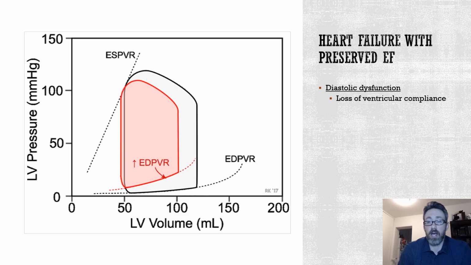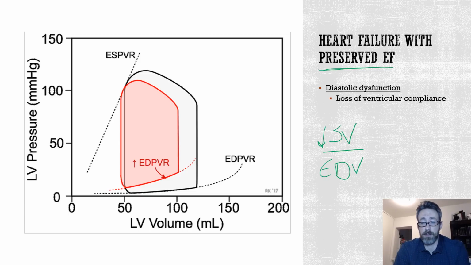Now this is heart failure with a preserved EF. So the ejection fraction hasn't changed. However, let me write this formula in: stroke volume divided by the end diastolic volume. This stroke volume does go down. Stroke volume always goes down in heart failure. So let's just talk about this on the graph real quick to see if we can understand this.